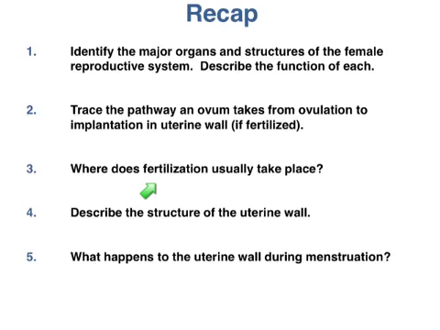You should also be able to answer this question: where does fertilization usually take place? You should be able to describe the structure of the uterine wall, the two layers of the endometrium and the myometrium. And you should be able to talk about what happens to the endometrium during menstruation.